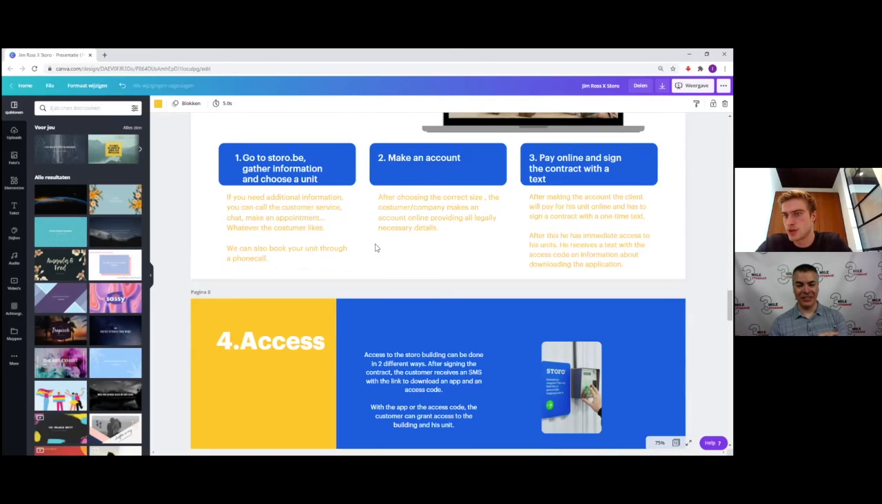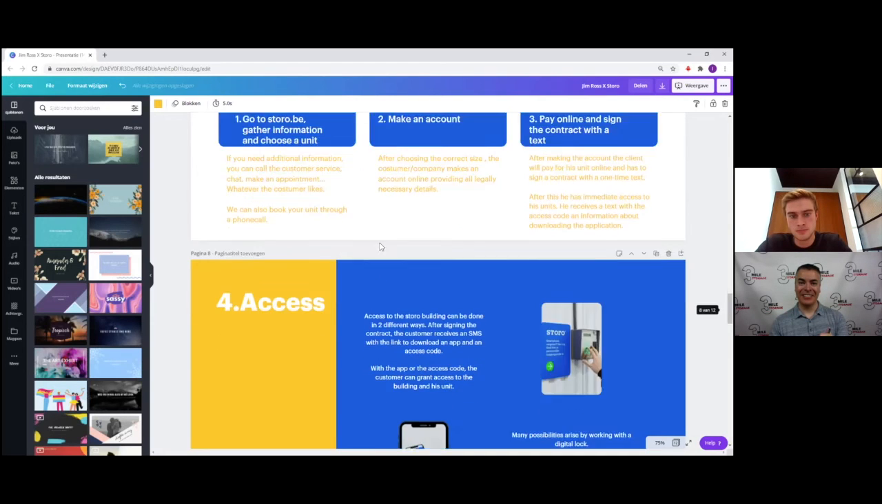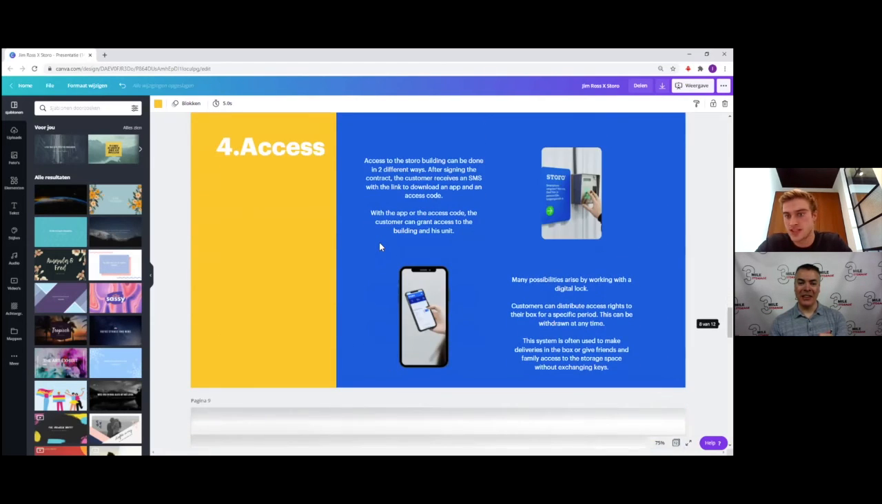And the rest actually works a little bit like a web shop, like you buy a t-shirt online. So in four steps, you have access to your units. An average booking on our website takes, I measured it, 5 minutes from step one to installing the app.